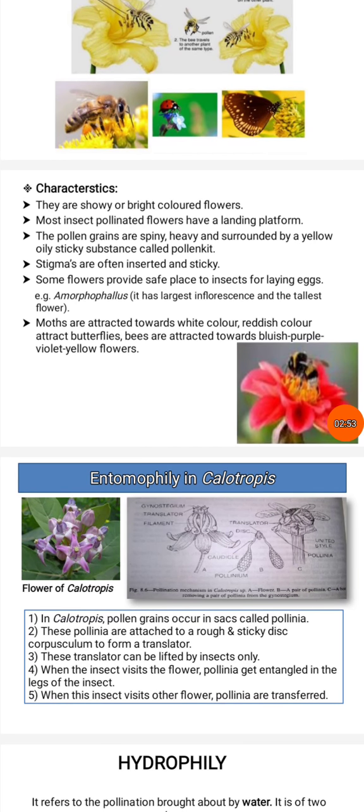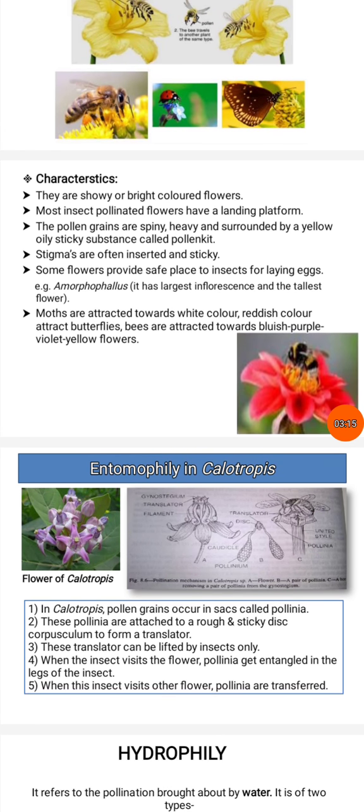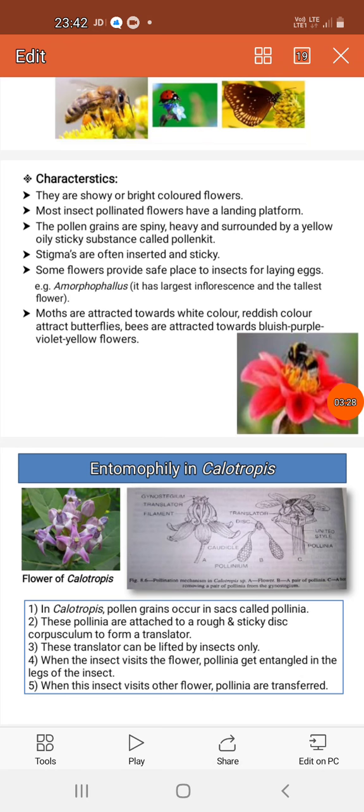Again, moths are attracted towards white color, reddish color attracts butterflies, and bees are attracted towards bluish purple to violet and yellow flowers. That is, all insects are color specific. Moths are attracted towards white color, butterflies towards reddish color, bees towards bluish purple violet to yellow color. These are some characteristics of entomophilous flowers.